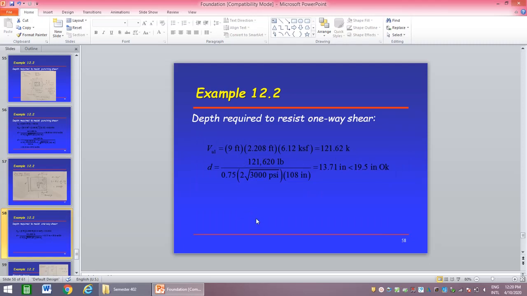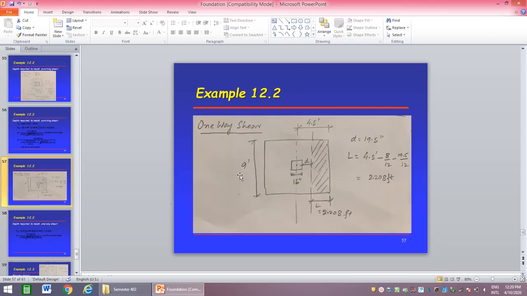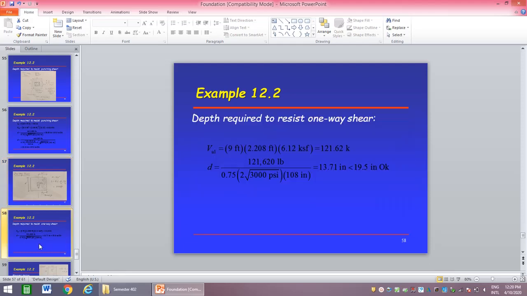In the same formula for one-way shear, if you see from here in the theory, that d is equal to Vu divided by alpha 2 under root 3, 108. 108 is the inch b. B is equal to, because total is 9 feet, if you multiply it by 12, it will come 108. So b here you have to put in terms of inch, not in terms of feet. It is coming 13.71, which is less than 19.5. So this means our footing is safe in one-way shear as well as the two-way shear.